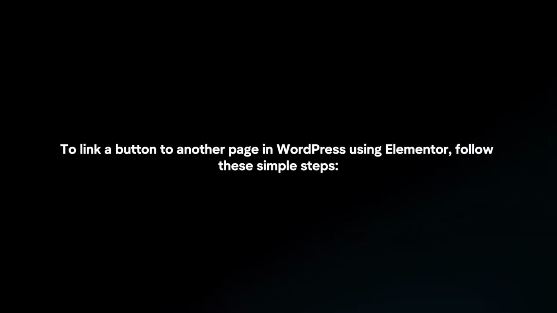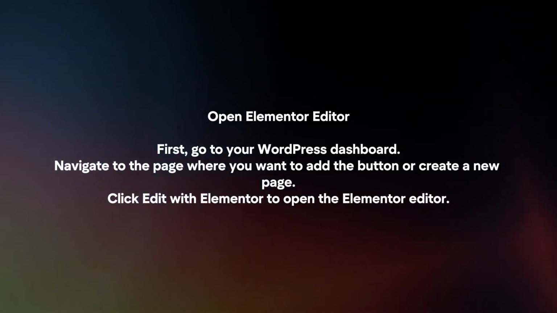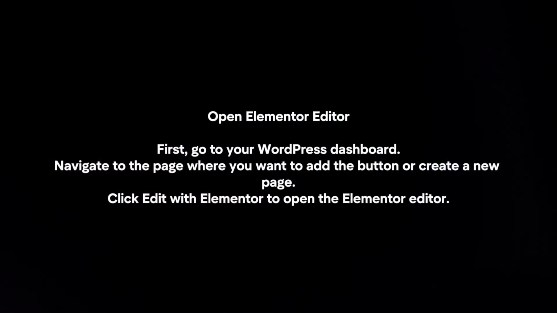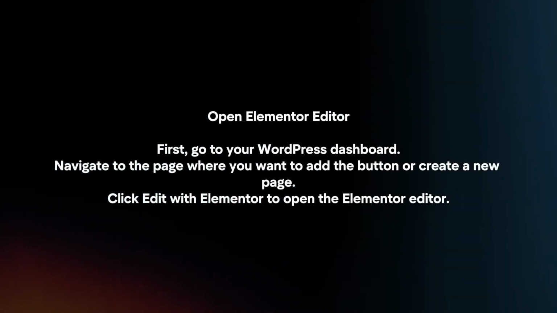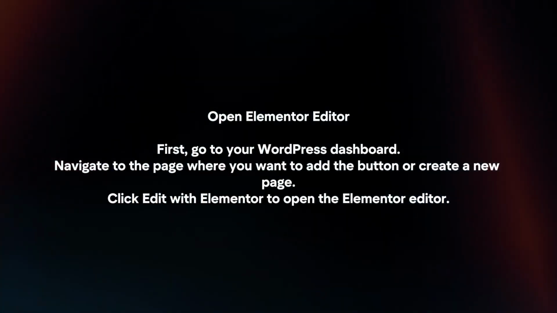To link a button to another page in WordPress using Elementor, follow these simple steps. Open Elementor editor. First, go to your WordPress dashboard. Navigate to the page where you want to add the button or create a new page. Click Edit with Elementor to open the Elementor editor.